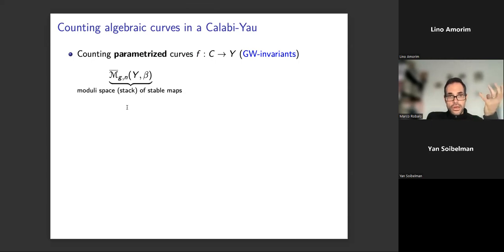So the idea is that if you want to count these curves, what we do, in fact, is we try to compute the volumes of these spaces. In this case, the volume is well defined because this space happens to be quasi-smooth, or in more down-to-earth terminology, it's LCI, a local complete intersection.